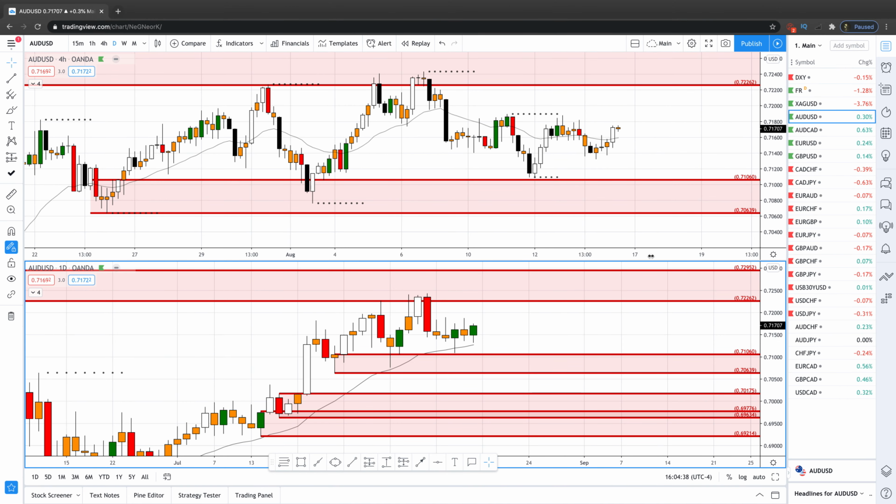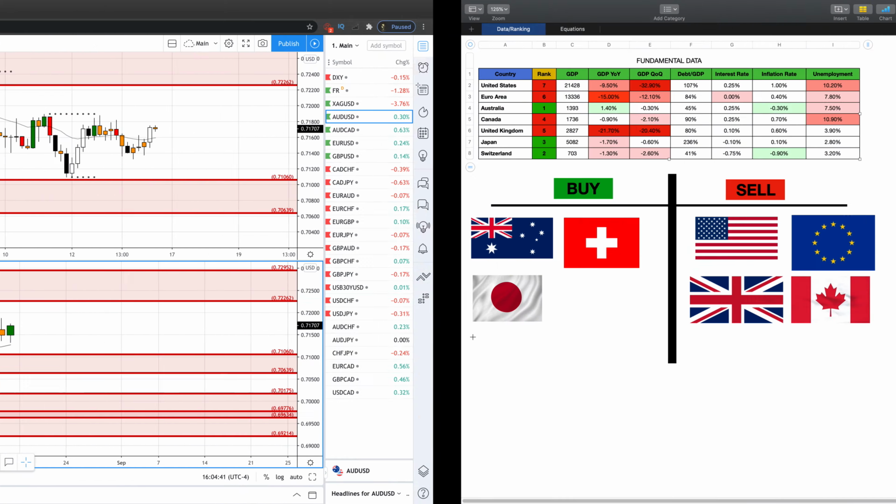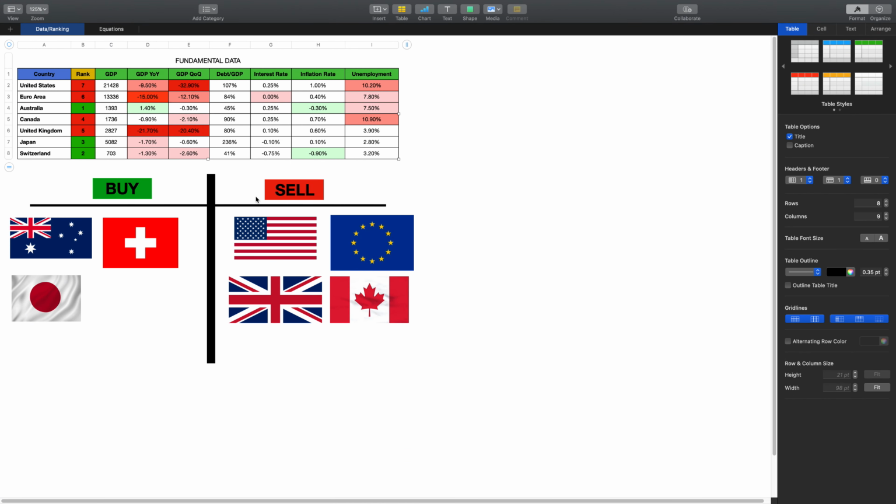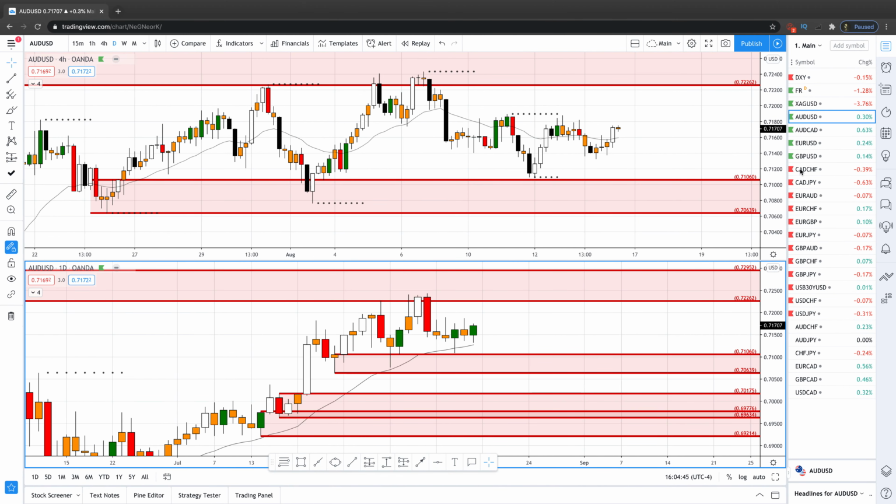We're back with another weekly forecast. I just updated my fundamental data sheet and I'm about to look at the charts to see which pairs I'm looking to go long on and which pairs I'm looking to go short on.